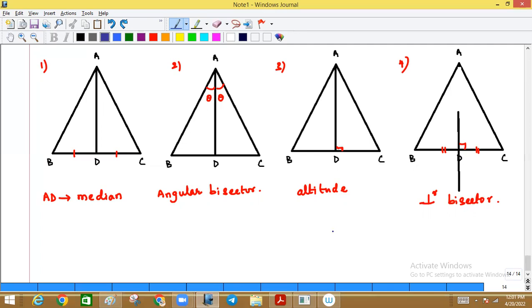For an isosceles triangle and an equilateral triangle, it does. For an isosceles triangle and an equilateral triangle, all of them are the same. Understand? Now see here.